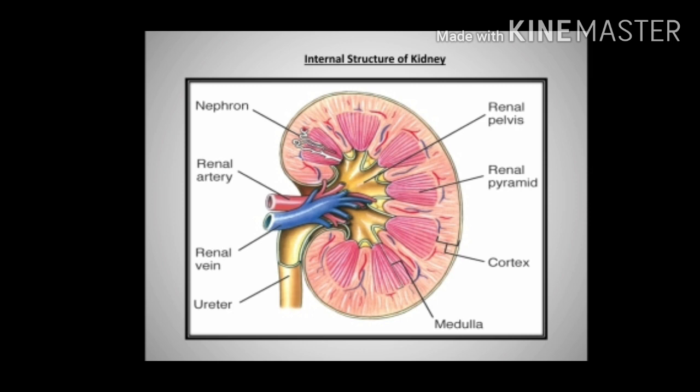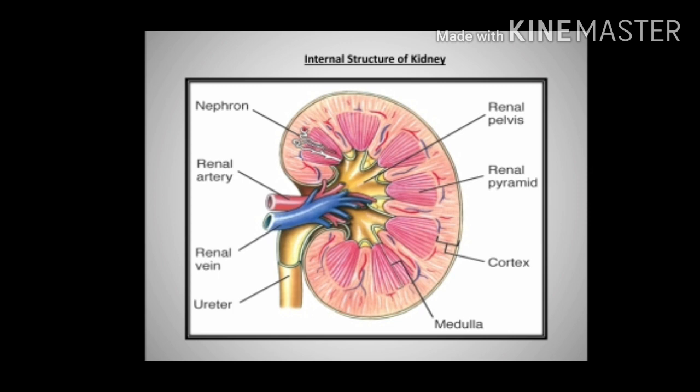In this picture you can see all the internal parts of kidney. As already discussed, kidney is divided into three parts: cortex, medulla and pelvis. Here you can see all these parts. Cortex, which is the outermost part of the kidney. Medulla, the middle part of the kidney and contains pyramids.